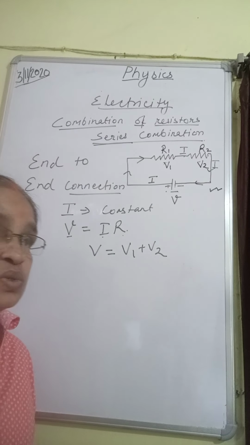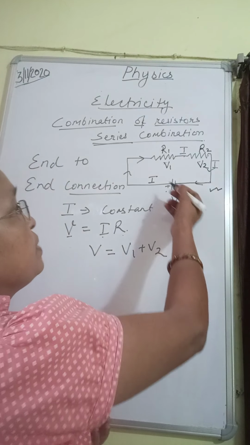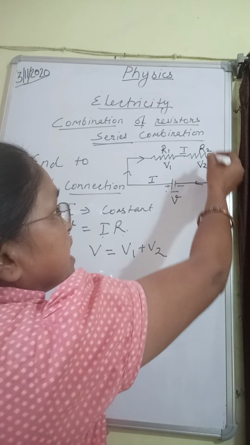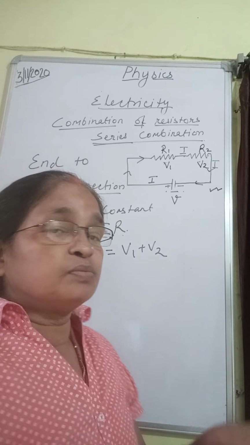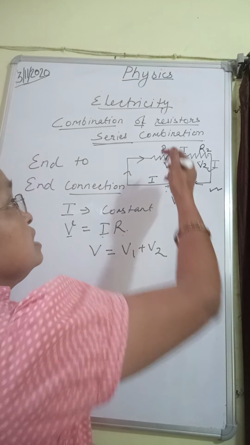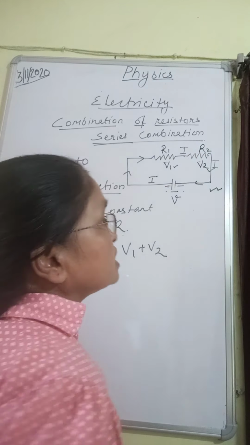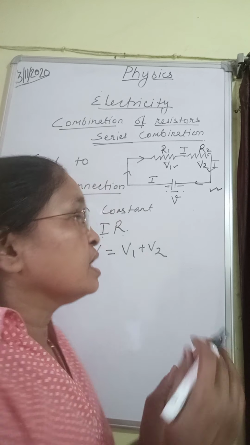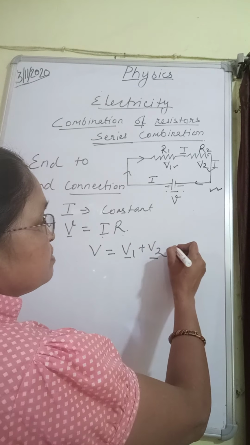Or according to conservation of energy, whatever potential difference it is applying, naturally it will get the same. It does not bother about what R1 has got, V1, or what R2 has got, V2, but for the whole circuit, whatever the V is, it is the combination of V1 and V2. So let me write, this is equation 1, this is equation 2.